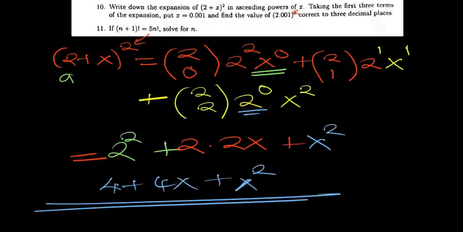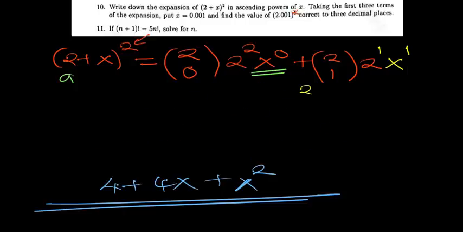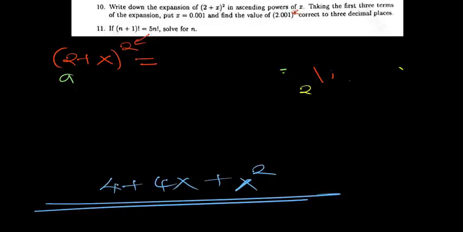That is basically our expansion. Now we said in ascending powers of x, so meaning that we are right. So we have 4 plus 4x plus x squared. That's our expansion.